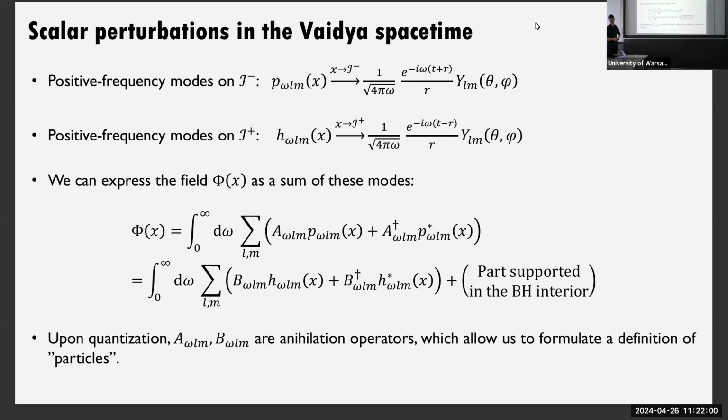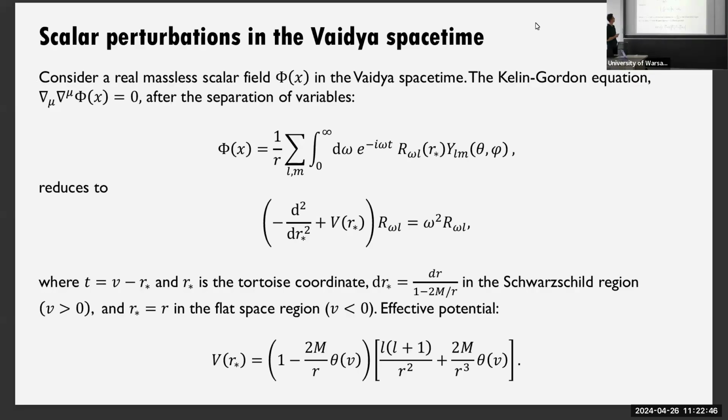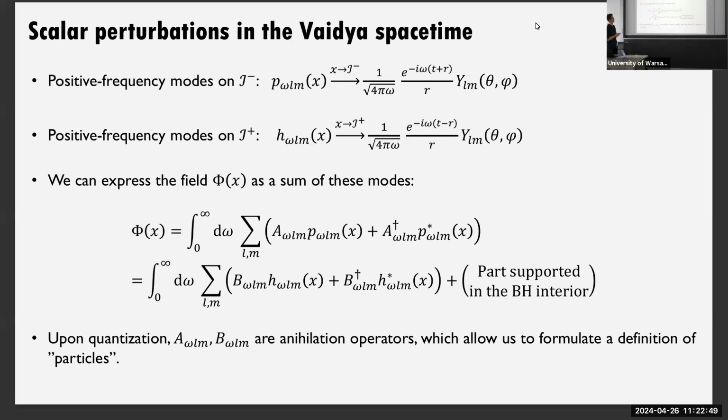And now we would like to define the notion of particles. When we quantize the scalar field, we first need to split the space of solutions to the Klein-Gordon equation into the part with positive frequencies and the part with negative frequencies. In the far past, the natural way to define positive frequency modes is to impose a boundary condition on solutions to the Klein-Gordon equation. They should have this kind of form.